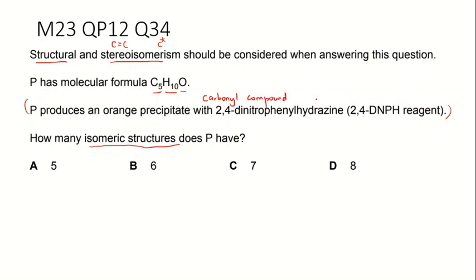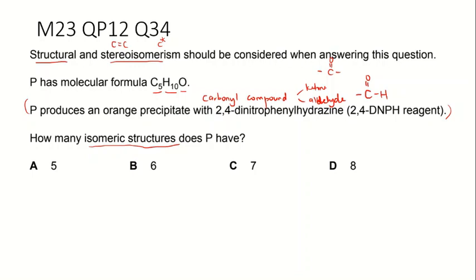So P can be a ketone or an aldehyde with the functional group C double bond O, right? For an aldehyde it is C double bond O with H. The functional group is at the end of the chain. A ketone will be a C double bond O bonded to two R groups, left and right.